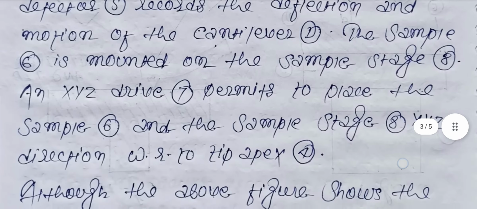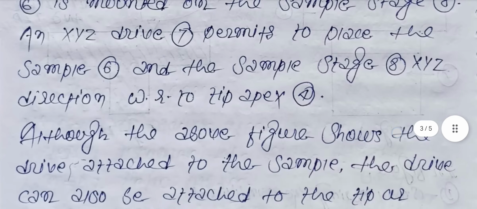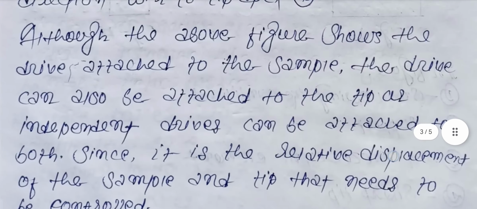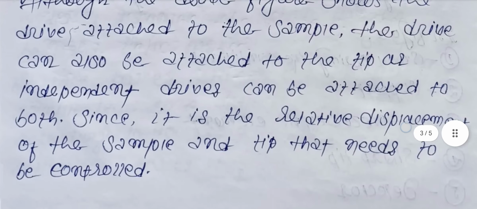An XYZ drive seven permits to place the sample six and the sample stage in XYZ direction with respect to the apex four. Although the above figure shows the drive attached to the sample, the drive also can be attached to the tip, or independent drives can be attached to both, since it is the relative displacement of the sample and tip that needs to be controlled.